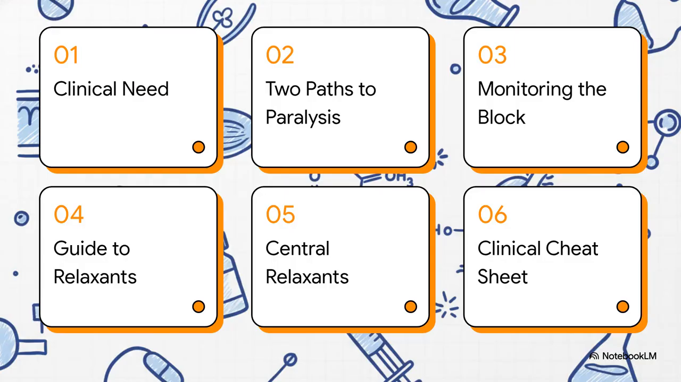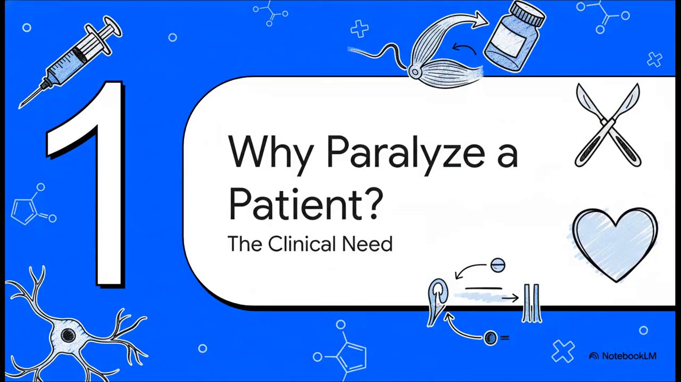All right, so here is our game plan for today. We'll start with why we need these drugs in the first place. Then we'll explore the two main ways to cause paralysis. Fascinating stuff. We'll see how we monitor it, meet the key drugs you need to know, and finally, we'll wrap it all up with a little cheat sheet of everything you must remember for your exams. Okay, let's jump into section 1, the why.